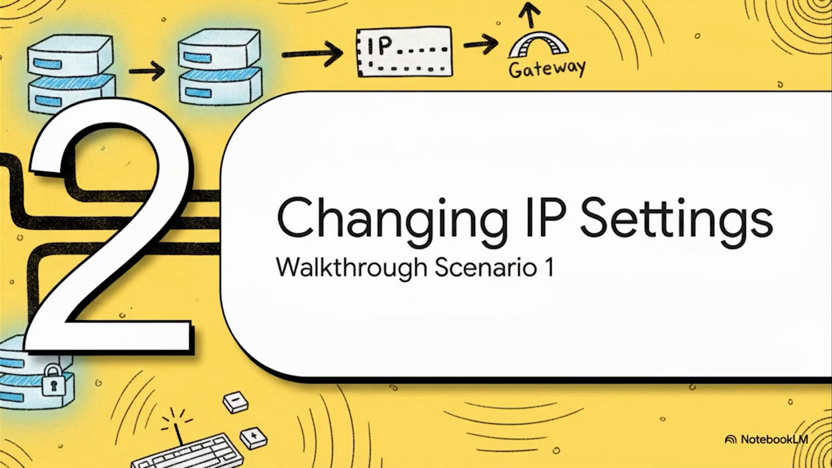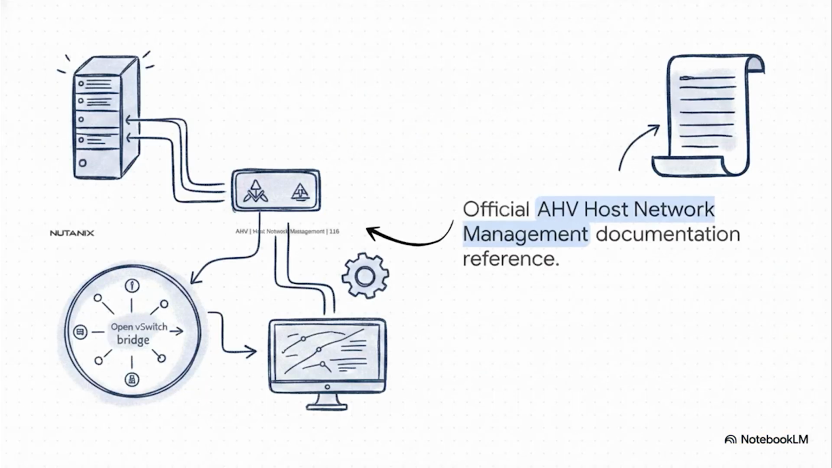Moving on to Section 2. Walkthrough. Changing IP settings. We are anchoring this entire walkthrough directly in the official AHV 11.0 host network management documentation. No guesswork here, this is the exact supported Nutanix methodology. When we talk about modifying these core network settings, what we're actually doing is editing the settings of the default Open vSwitch bridge, that's BR0, and its associated ports.